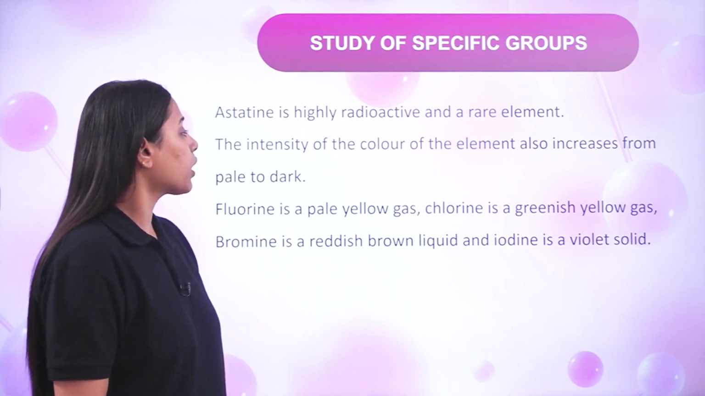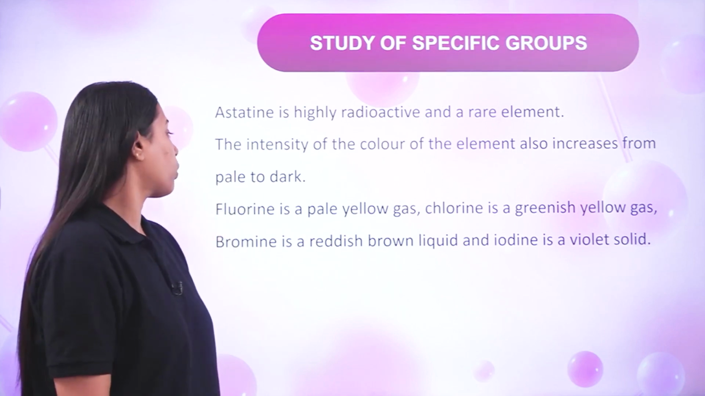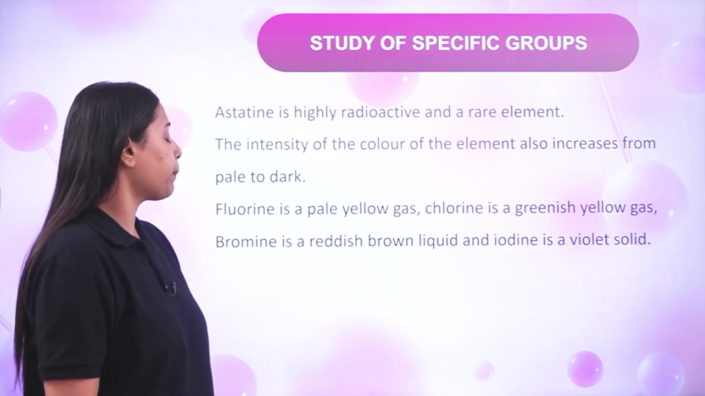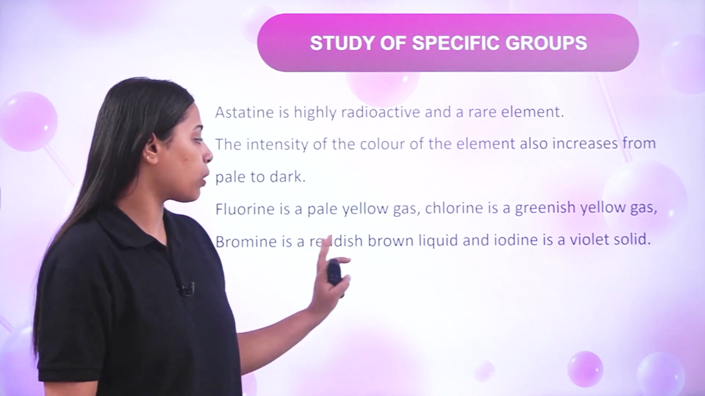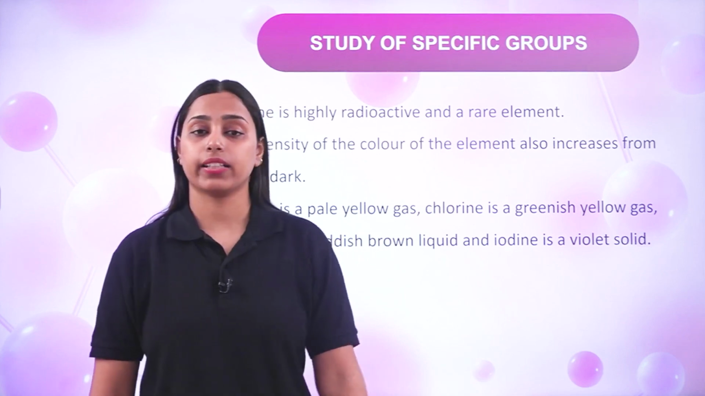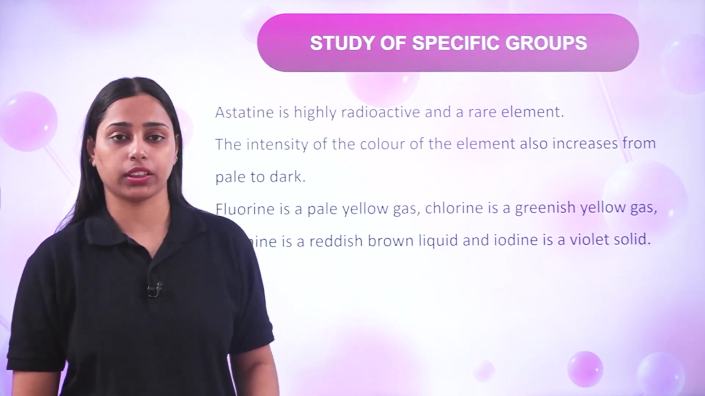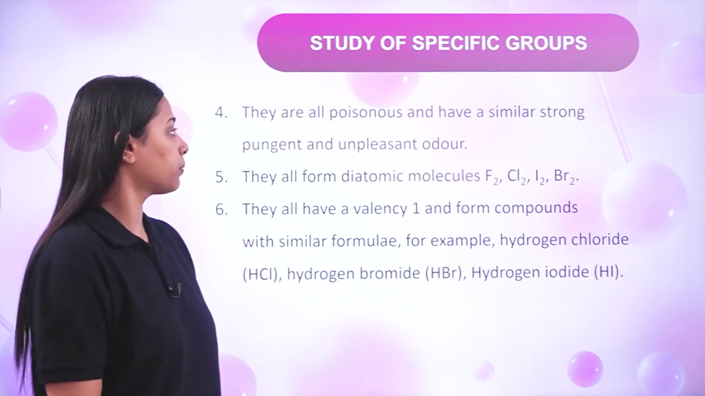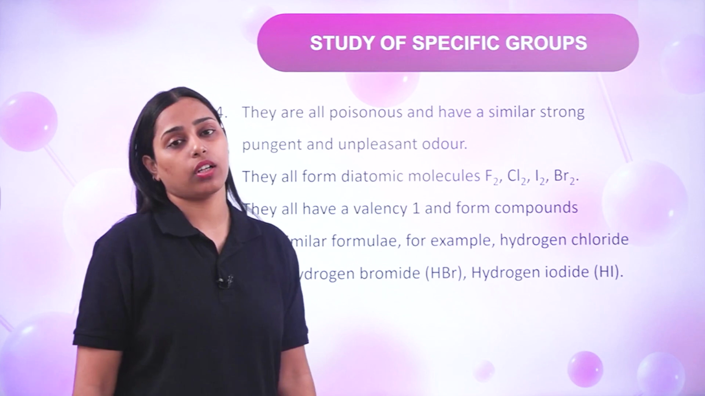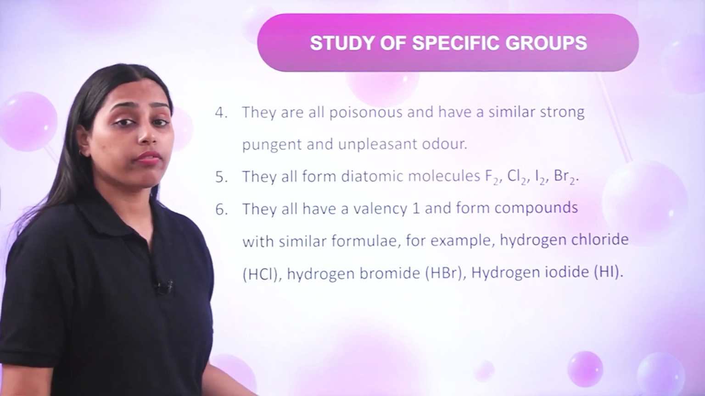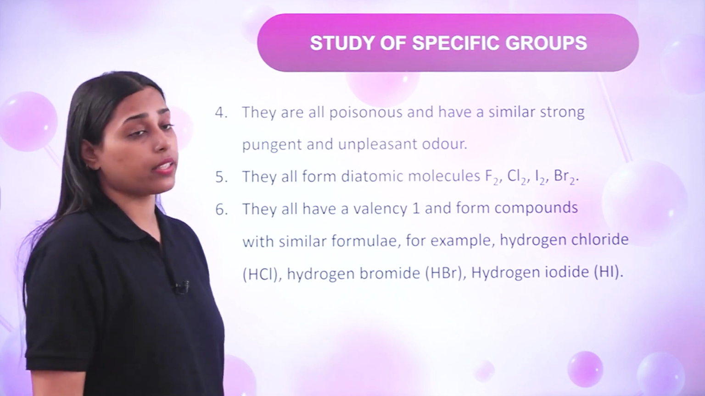And the intensity of the color of the element also increases from light to dark on coming down a group. Fluorine is a pale yellow gas, chlorine is a greenish yellow gas, bromine is a reddish brown liquid, and iodine is a violet solid. Bromine is the only element which is liquid at room temperature among non-metals. And non-metals do show all the physical states, that is solid, liquid and gas, but most of them are gaseous in nature, few are solids, and only bromine is liquid.